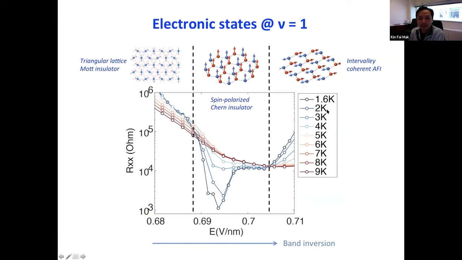Okay, so here, let me just summarize what I'm going to tell you at filling factor equal to one. Again, this is resistivity as a function of the electric field. The electric field tunes band immersion. So at high electric field, you have band immersion. The band immersion actually happens at the first dashed line, which is shown here, around 0.69 volt per nanometer.